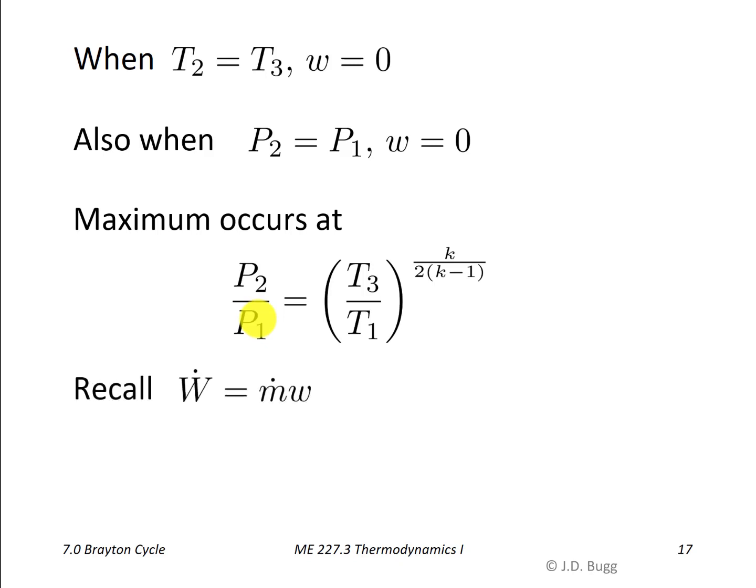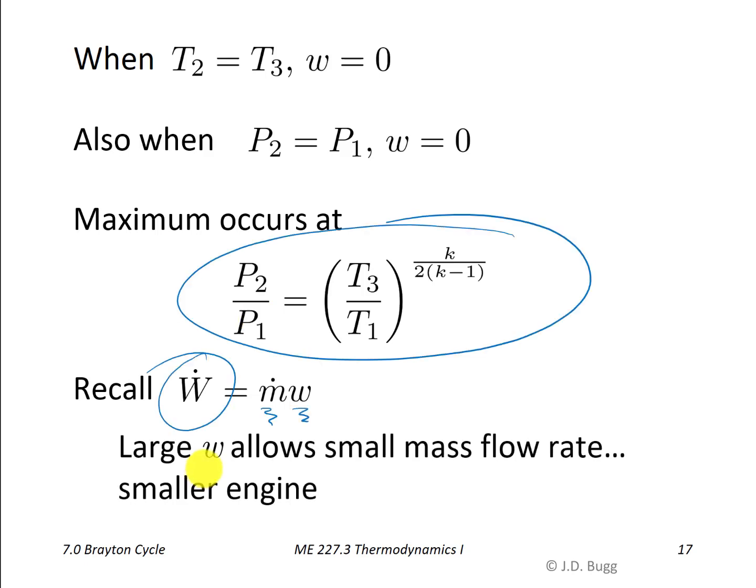So recall that the actual power of the engine, W dot, is the mass flow rate times the work per unit mass. So a large work per unit mass allows a small mass flow rate to get the same power output. So it allows for a smaller, lighter, more efficient engine.